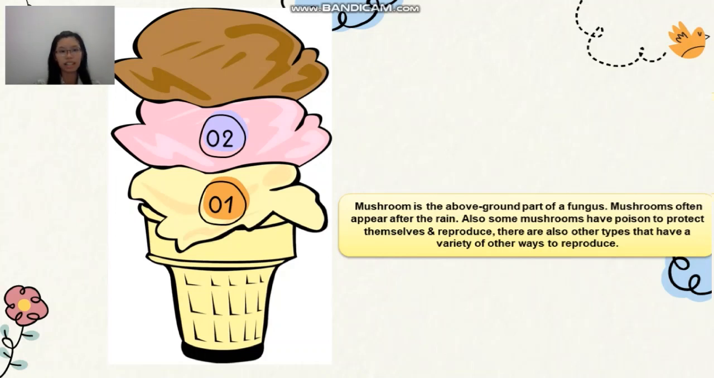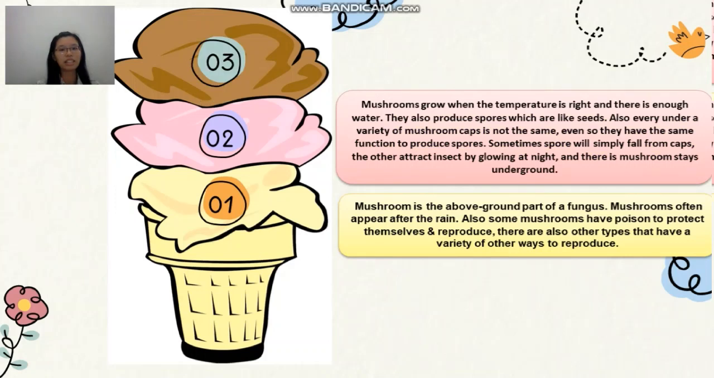How about the second layer? The second layer will talk about another supporting detail that we need. Mushrooms grow when the temperature is right and there is enough water. They also produce spores, which are like seeds. Also, underneath, the caps of a variety of mushrooms are not the same. Even so, they have the same function, to produce spores. Sometimes, spores will simply fall from caps. The other attracts insects by glowing at night, and there is a mushroom that stays underground.